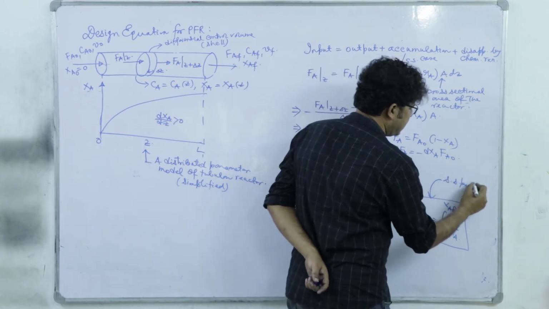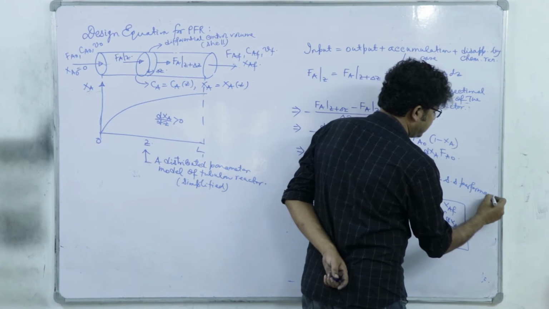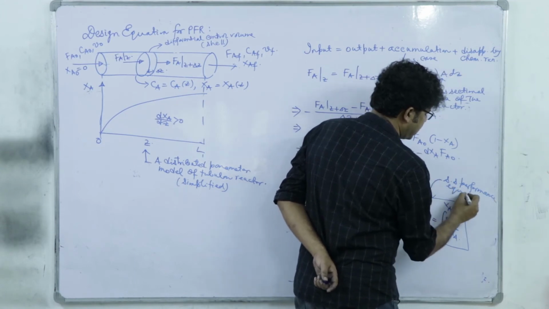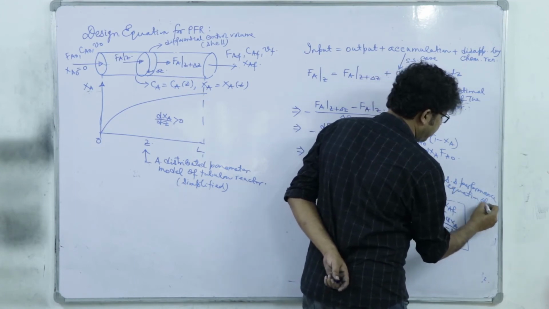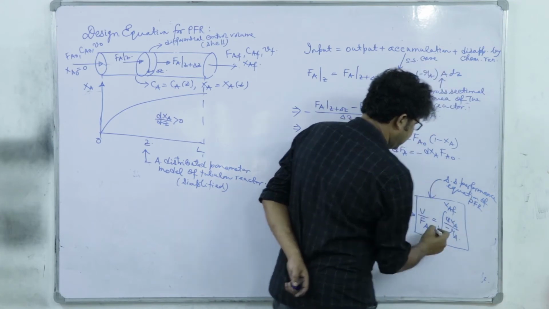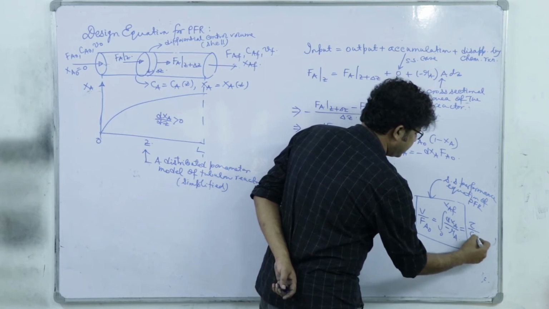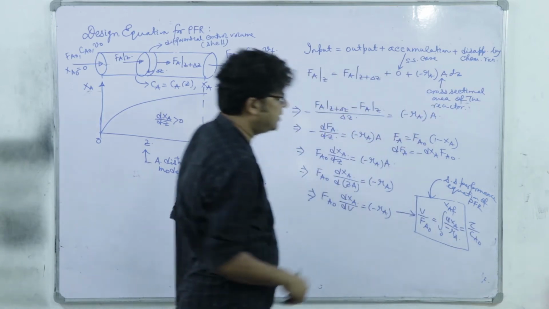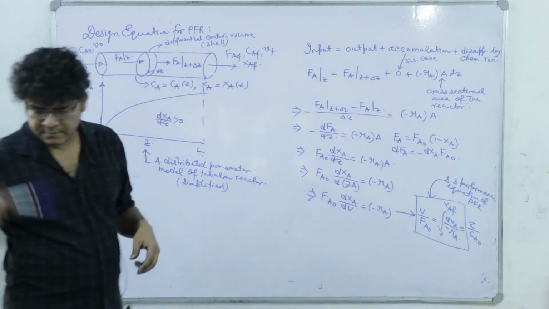That becomes the design equation, or steady state performance equation, of PFR. And essentially it is equal to tau by Ca naught, because V by Fa naught equals tau by Ca naught.